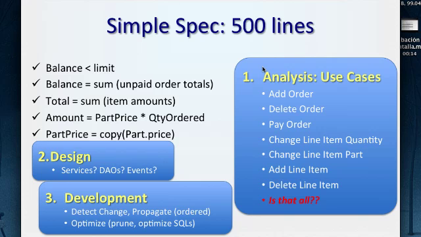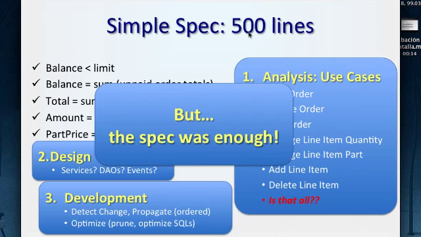And finally, I have to do development, that is, for each of these use cases, detect changes, do propagation to related data, and I have to do optimizations to prune and optimize my SQLs. And I have to do that for each of these use cases, and that's where I get into 500 lines of code where what started with a simple problem. But we keep asking ourselves, golly, the spec was so simple, why wasn't that enough?